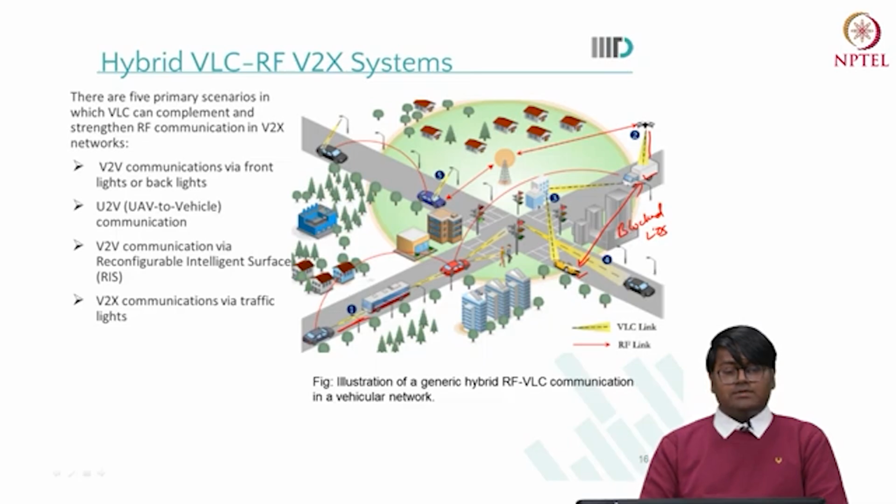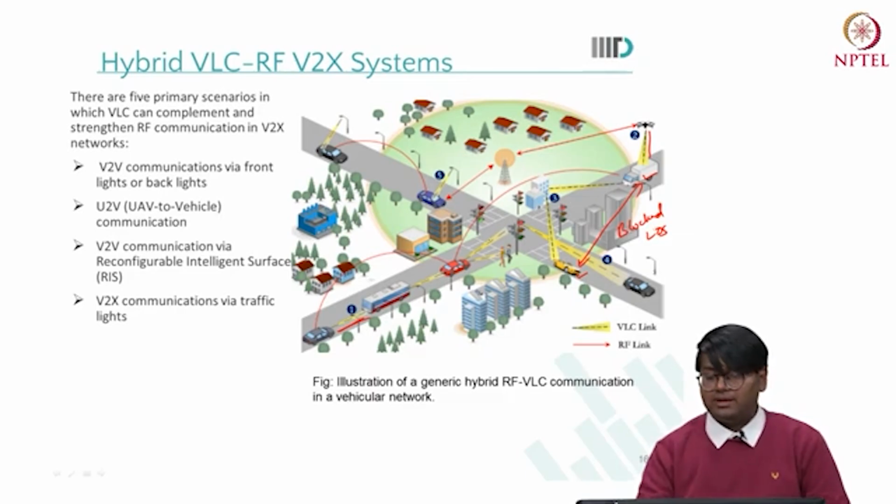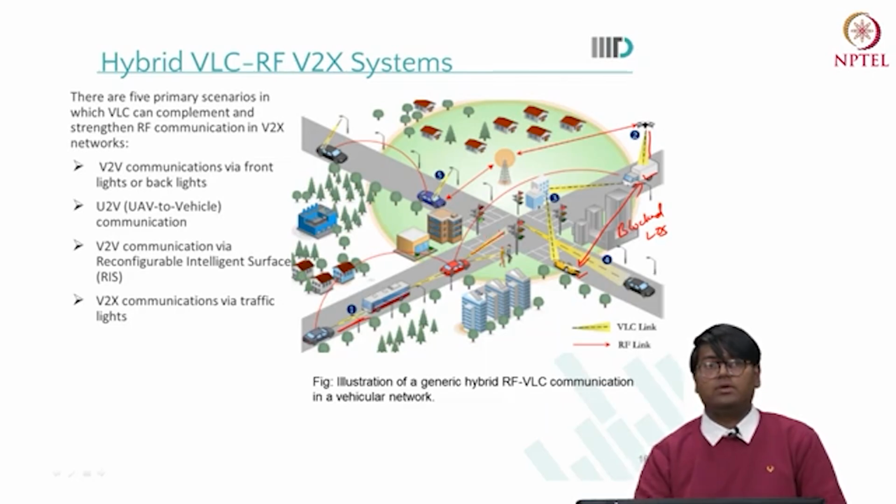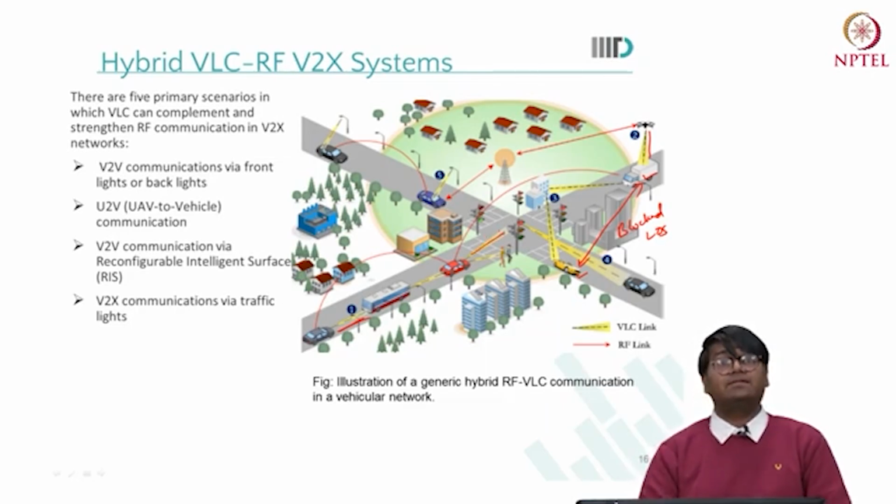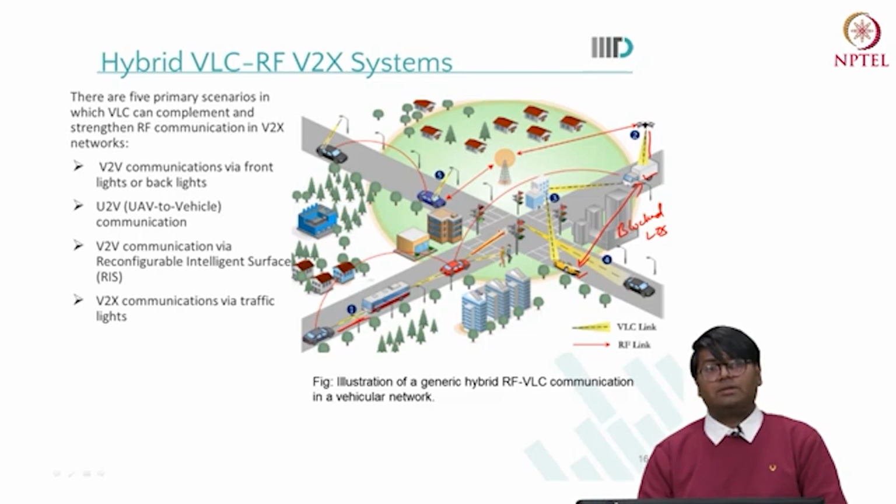Next, what we have is the V2X or vehicle to everything communication via traffic lights. These traffic lights can also be useful for communicating the basic safety messages or cooperative awareness messages to alert the vehicle about the accident happening around the surrounding environment.